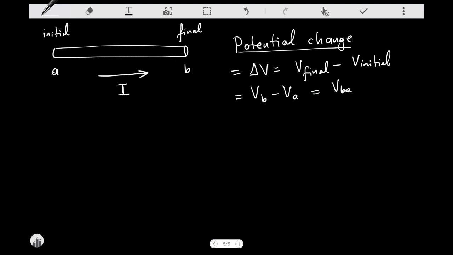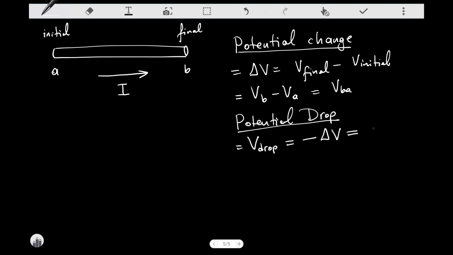Potential drop, however, is the opposite of this. So I'm going to show this by the symbol V drop. It is the negative of the change in the potential. So therefore, this is VA minus VB.